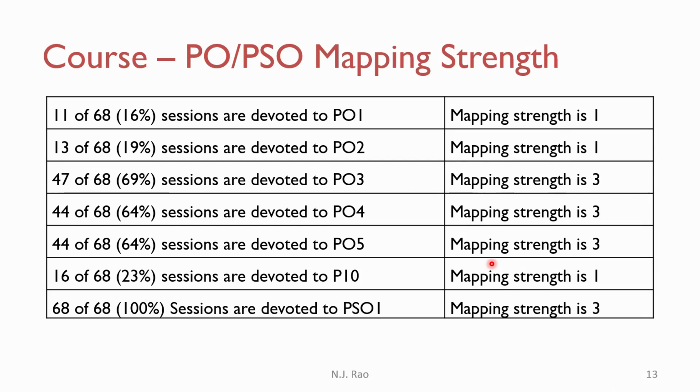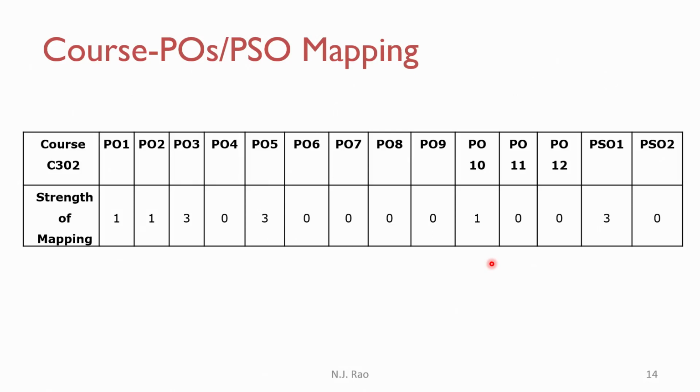And for PO4 the mapping strength is 3, and for PO5 also the strength is 3. And PO10, which is related to communication, constitutes 23%, which is still less than 25%, so the mapping strength is 1. And whereas PSO1 is associated with all the COs, to that extent its mapping strength is also 3. This is what is captured like this.